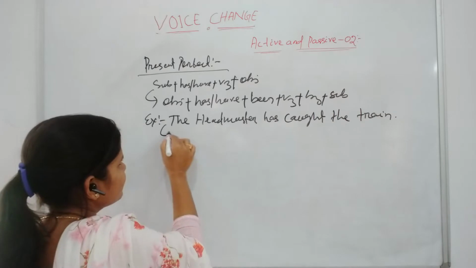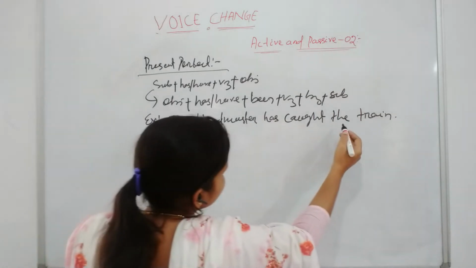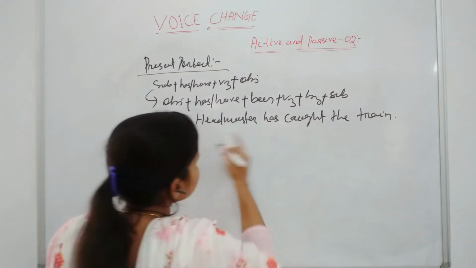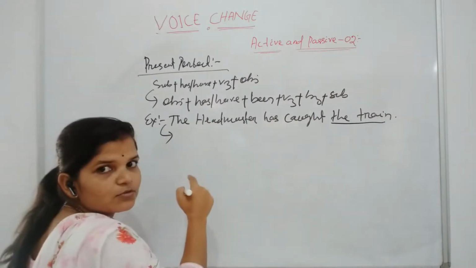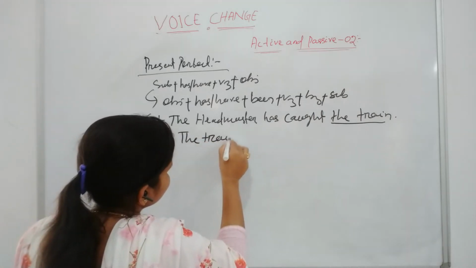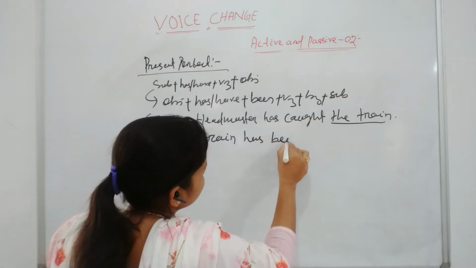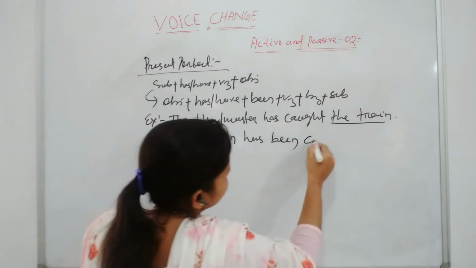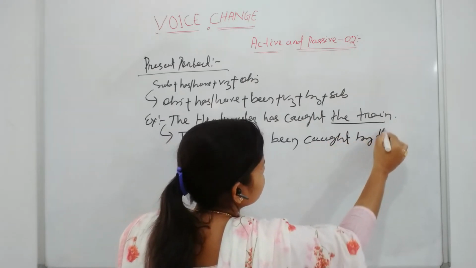When converting active to passive, the subject becomes the object and the object becomes the subject. In this sentence, the object is the train, so the train becomes the subject. The train has been caught by the headmaster.